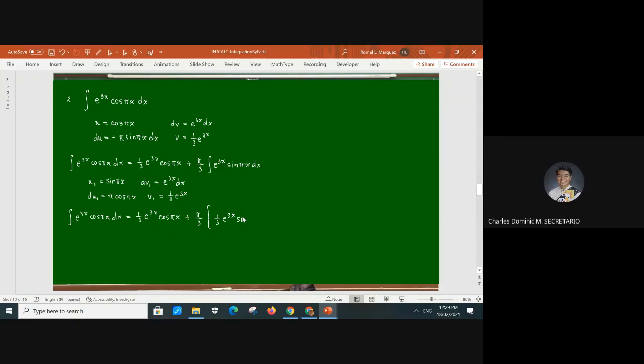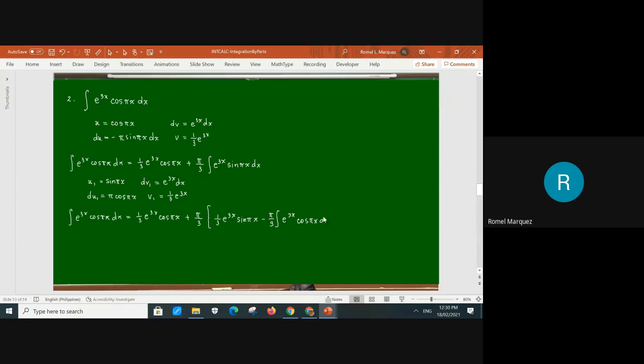And sine pi x, minus what integral? Minus the integral of v du. v du is 1 over 3 e to the 3x and then pi cosine pi x. I will take the pi over 3 out. Pi over 3, and then I will have e to the 3x, then cosine pi x dx.